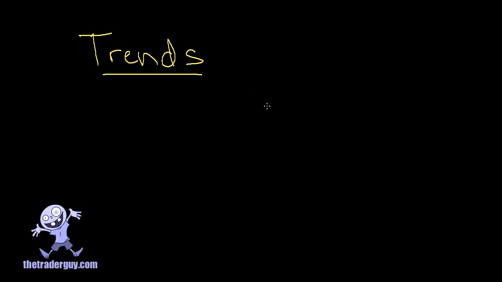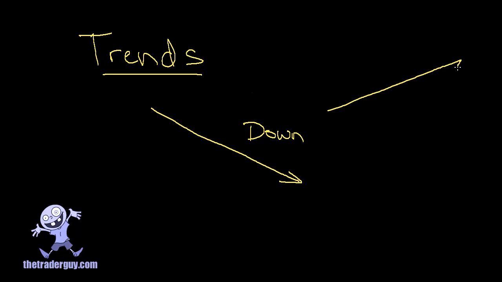So what's a trend? Let's go ahead and take a look at what a trend is real quick. A trend is the general direction of the market. So if it's going from the upper left hand side to the lower right hand side, it's a downtrend as an example. And this is going to be the same in any market. It's still a downtrend in the futures market or the stock market or whatever. If it's going from the lower left to the upper right, it's an uptrend.